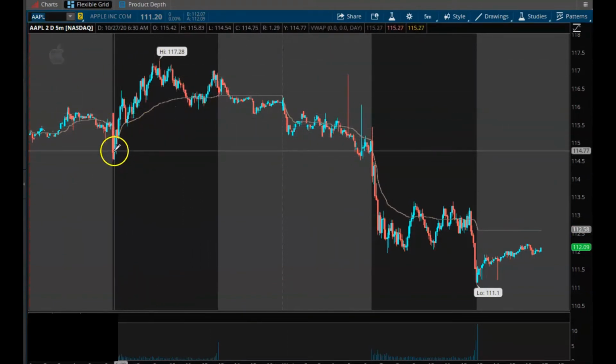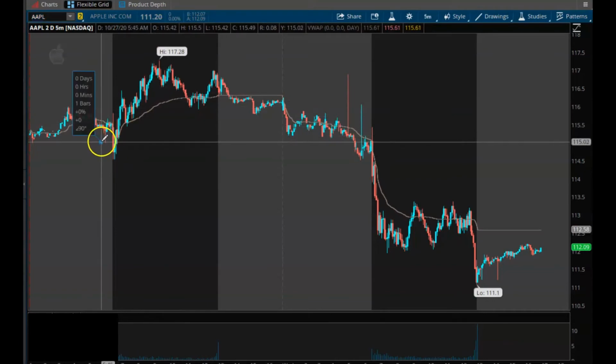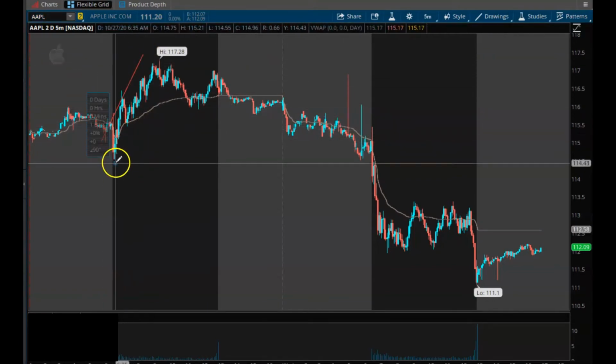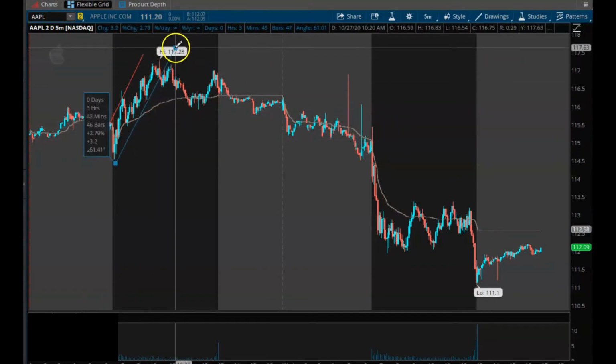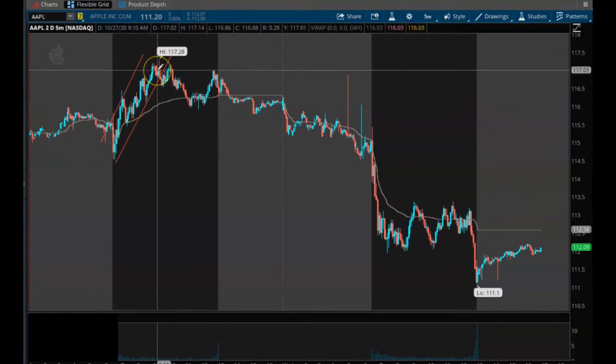So you see here on this day, Apple starts out with a pretty bullish open. And just for the first hour or two hours of trading, it's almost just straight up. It's just kind of grinding it out, and it's kind of melting it out.